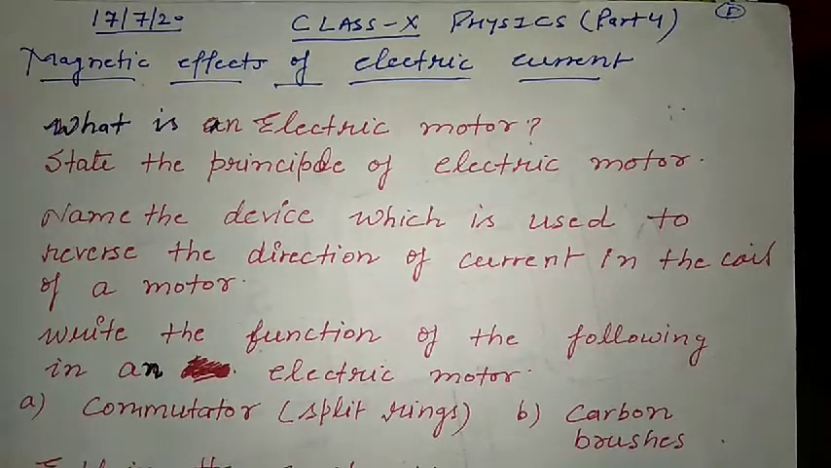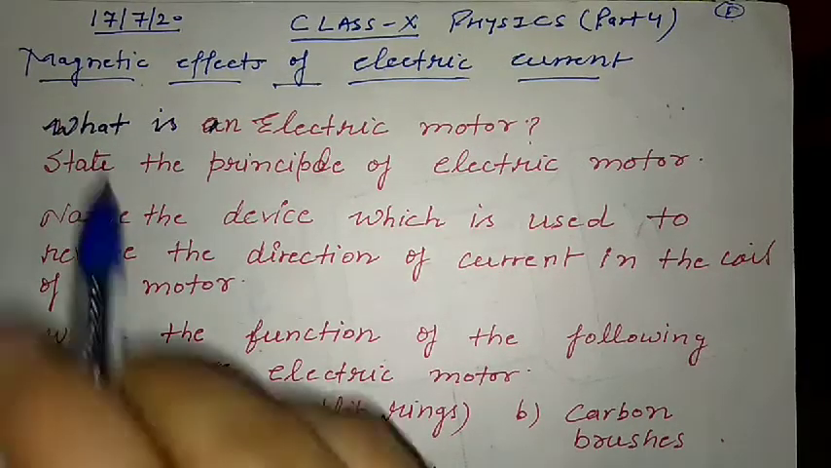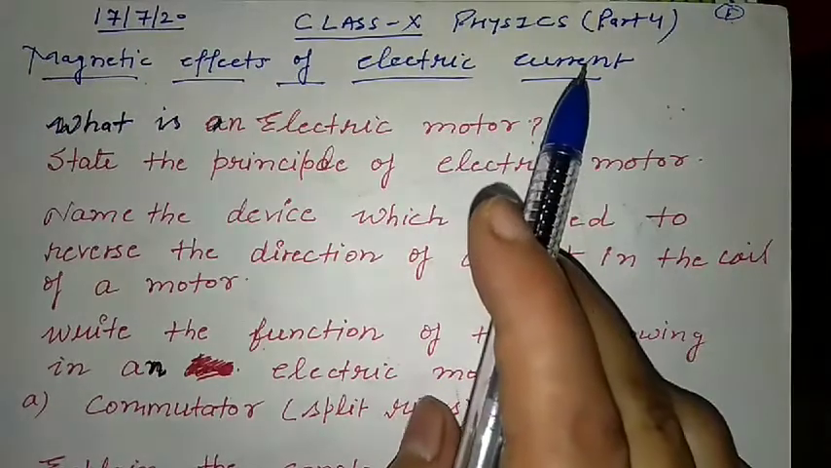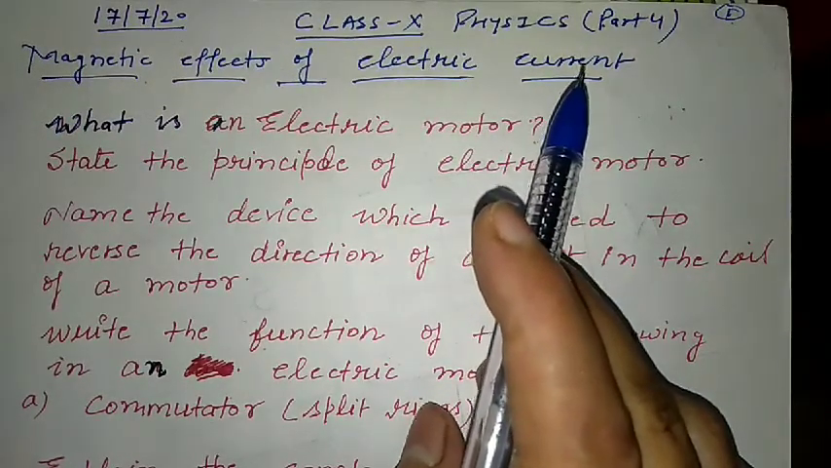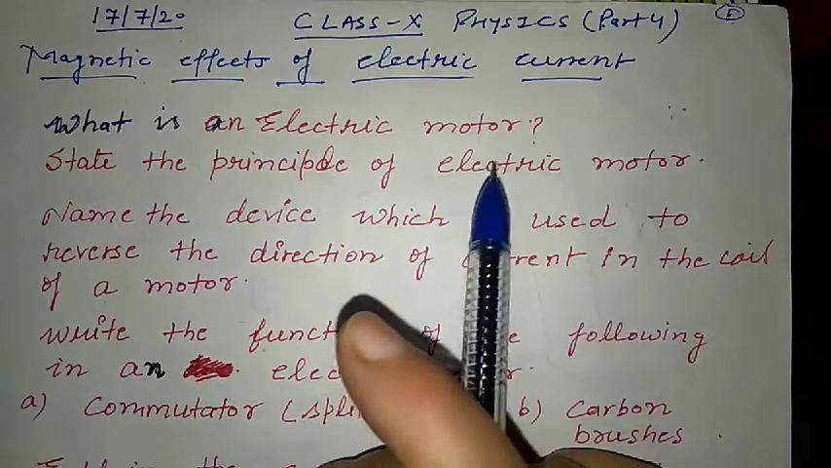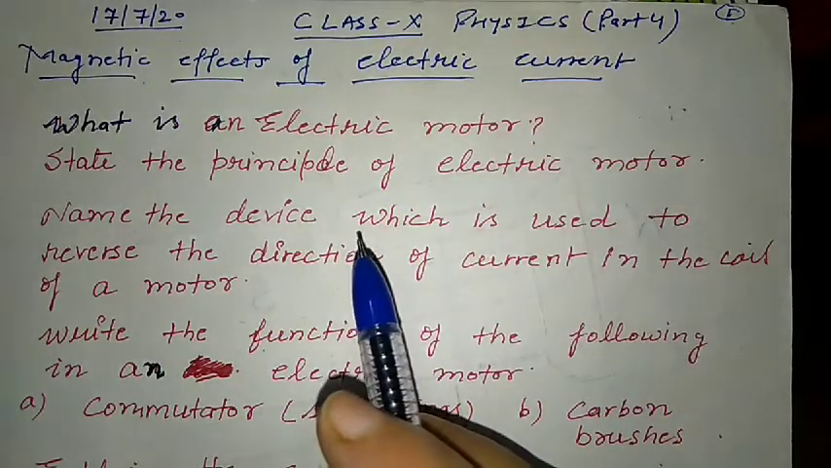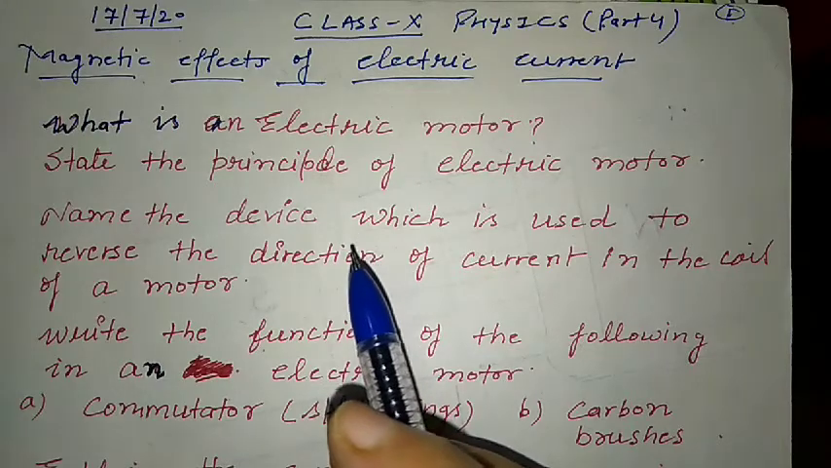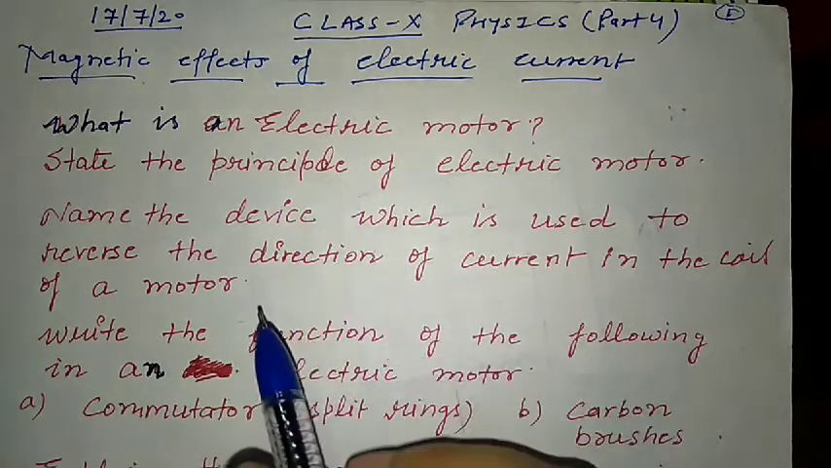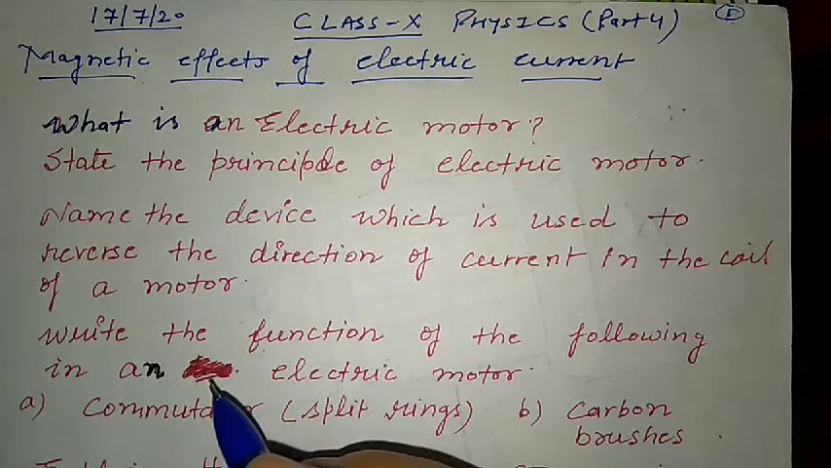Hello everyone, this is part 4 of magnetic effects of electric current. Before this, we already discussed in part 3 the force on a current carrying conductor placed in a magnetic field and the direction of force. How can we find it with the help of Fleming's left hand rule? In this topic, we are going to discuss the electric motor.